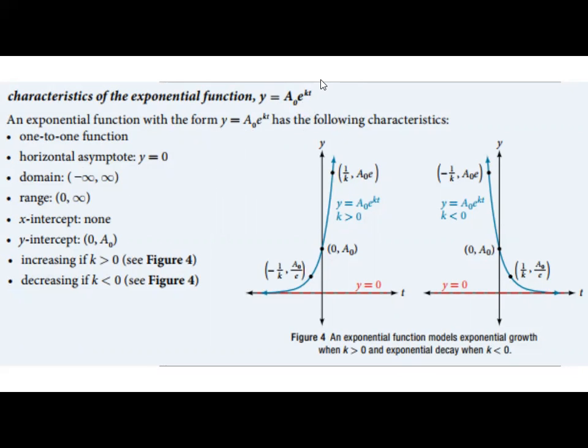But e to a certain power, as long as a is positive, is going to get closer and closer to 0 as the exponent becomes more negative, but it's never actually going to touch it. But as the exponent gets really large, then 2.7 to larger and larger powers will just get larger and larger. So that's why the range goes from 0 to infinity. Because of the asymptote, there's no x-intercept.